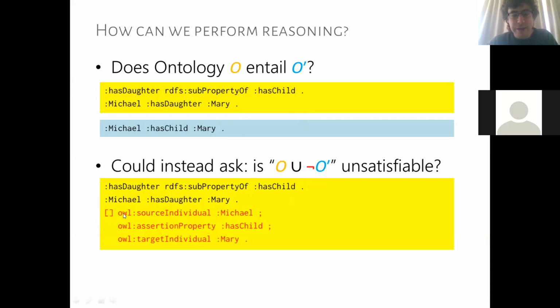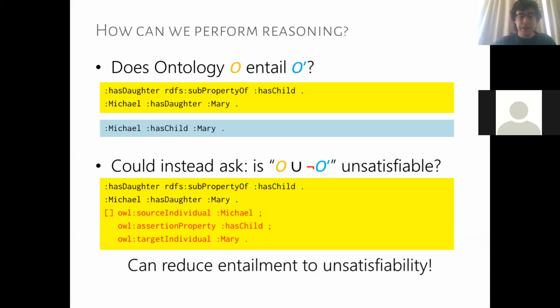Okay, so we add in here this slightly strange syntax to say that Michael does not have the child Mary. And if we get a contradiction here, if this is unsatisfiable, then we know that O must entail O prime. So if we create some sort of inconsistency here, when we negate O prime and add it to O, then we know that O entails O prime. So we can reduce entailment to unsatisfiability.